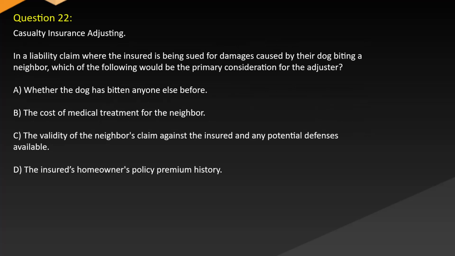Question 22. Casualty insurance adjusting. In a liability claim where the insured is being sued for damages caused by their dog biting a neighbor, which of the following would be the primary consideration for the adjuster? A. Whether the dog has bitten anyone else before. B. The cost of medical treatment for the neighbor. C. The validity of the neighbor's claim against the insured and any potential defenses available. D. The insured's homeowner's policy premium history.